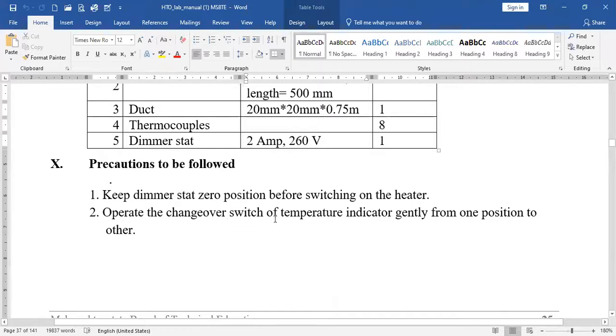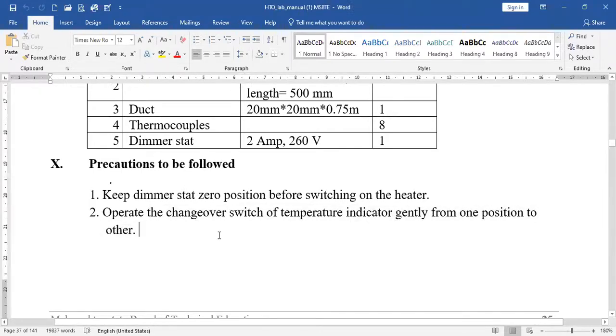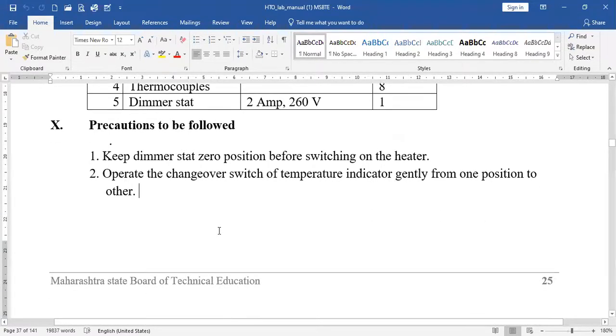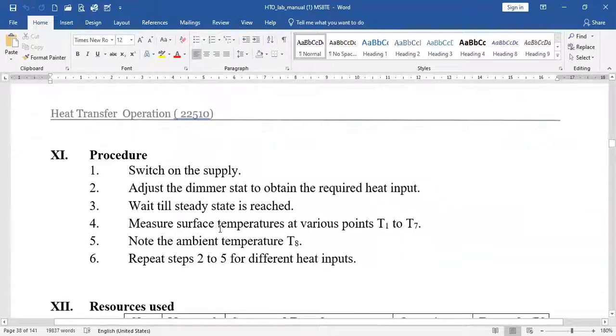Then operate the changeover switch of the temperature indicator gently from one position to another. For measuring the different temperatures, we can use this knob or the button for changing from 1, 2, 3, 4 up to 8. So we have to record these 8 temperatures. Then what is the procedure?